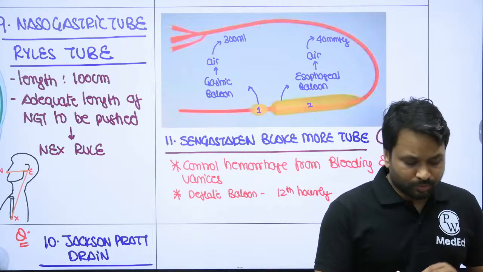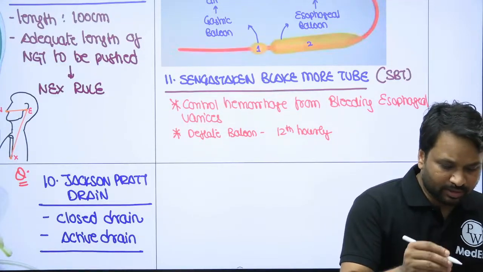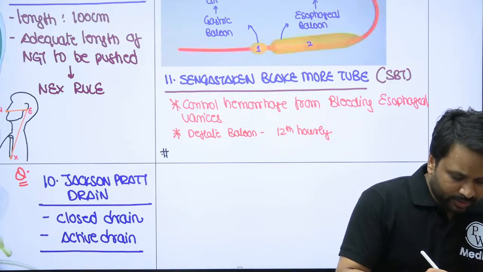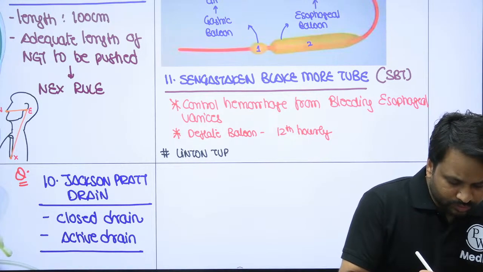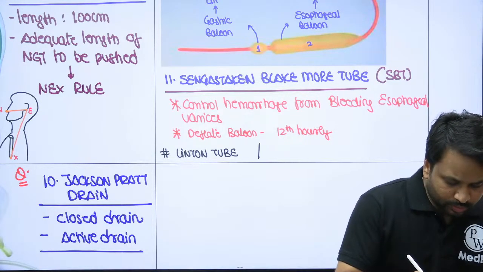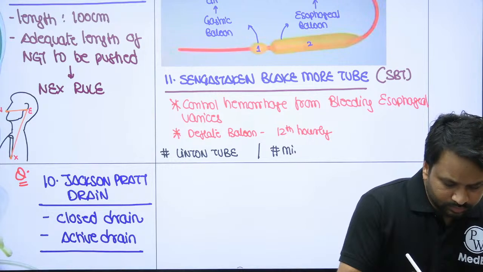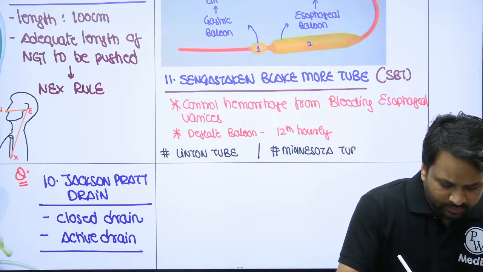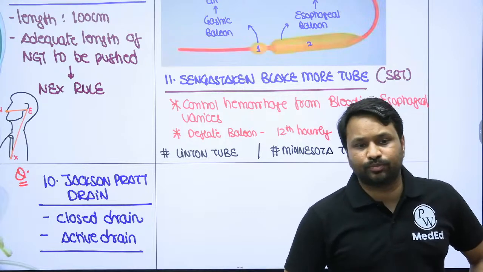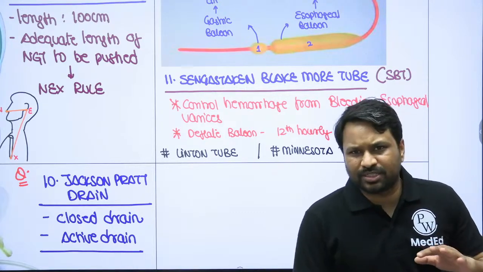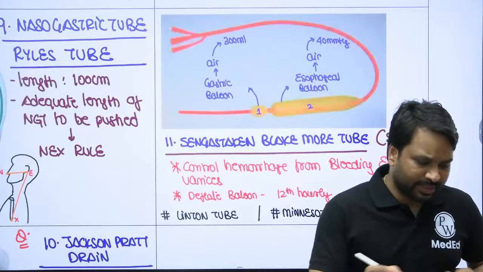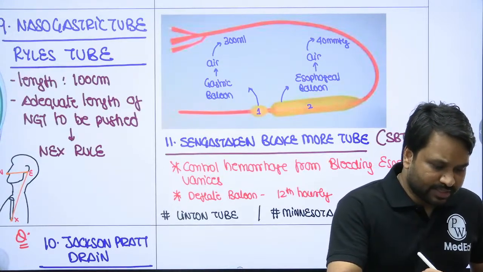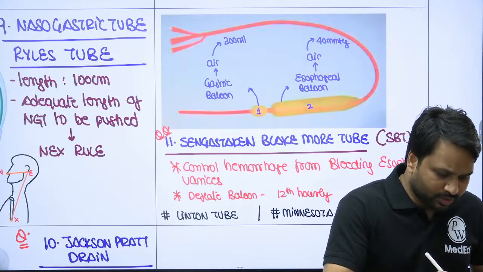The other tubes which exist with a similar purpose: number one is the Linton tube. Another one is the Minnesota tube, right? Both of them work on a similar principle to the Sengstaken-Blakemore tube. For the exam perspective, the SBT tube is important. Every single component that we have spoken about is going to be important.